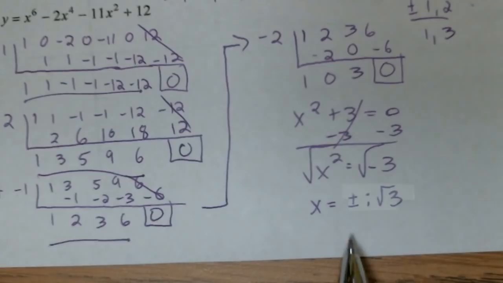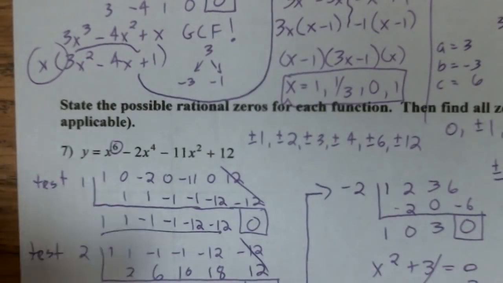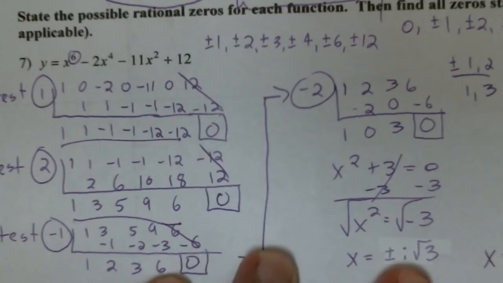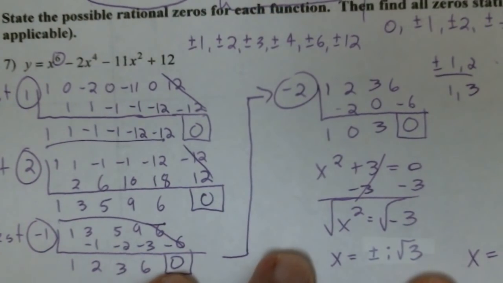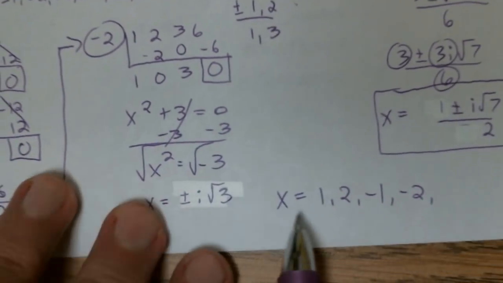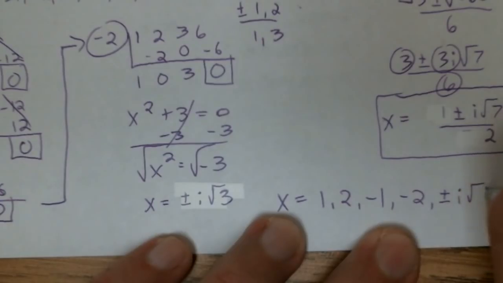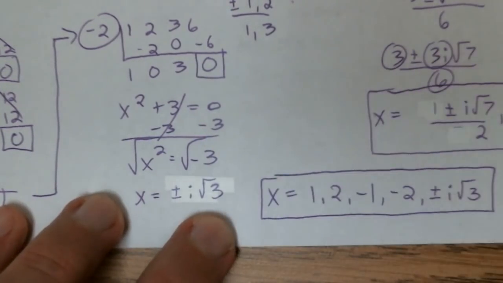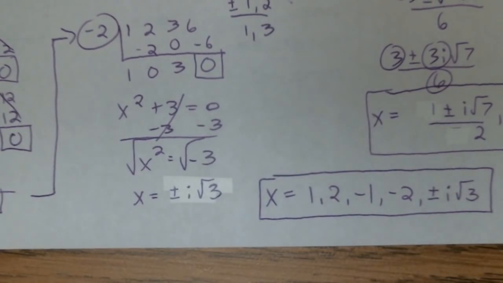Okay, so we got a whole bunch of zeros here. How many zeros should I have? I should have 6 zeros. There's a 0, there's a 0, there's a 0, there's a 0. So I have 1, 2, -1, and -2, and then my two imaginary solutions are the plus or minus i square root of 3. Okay, so that is the front side.